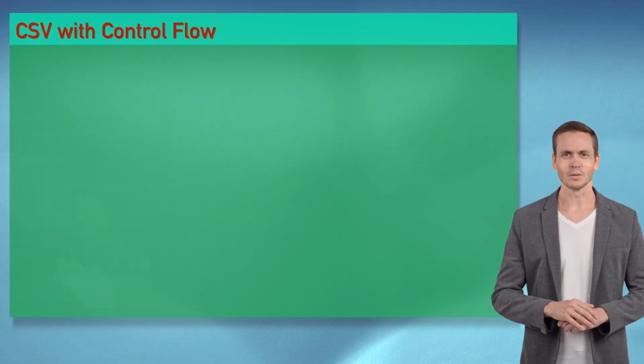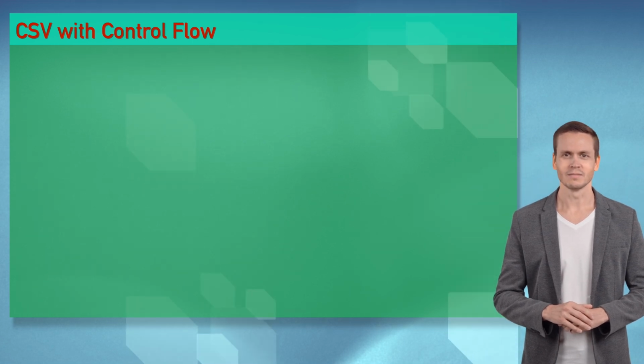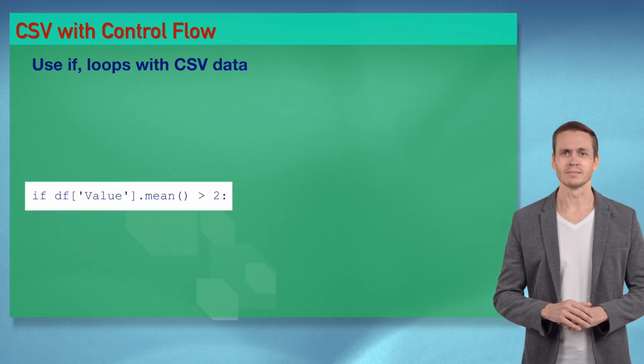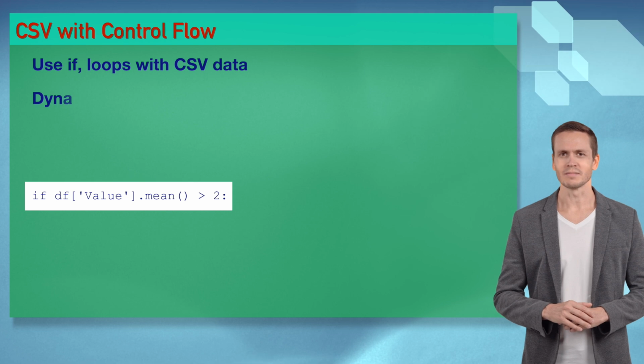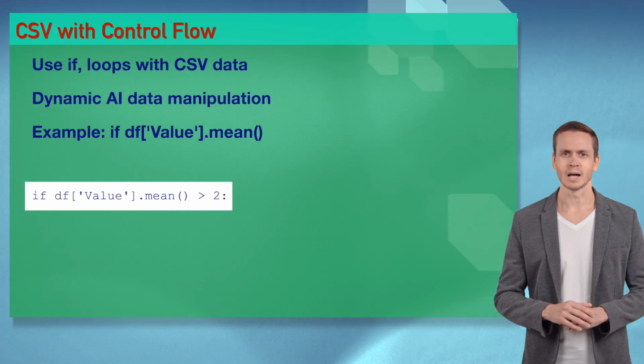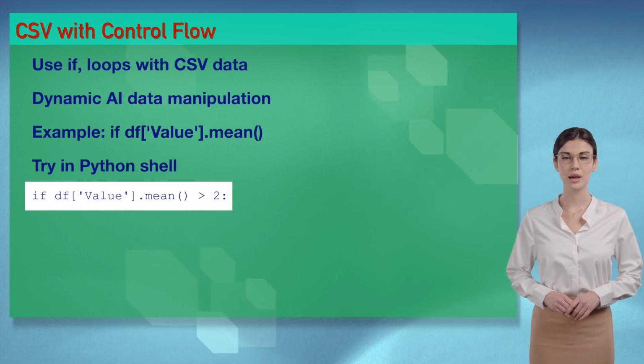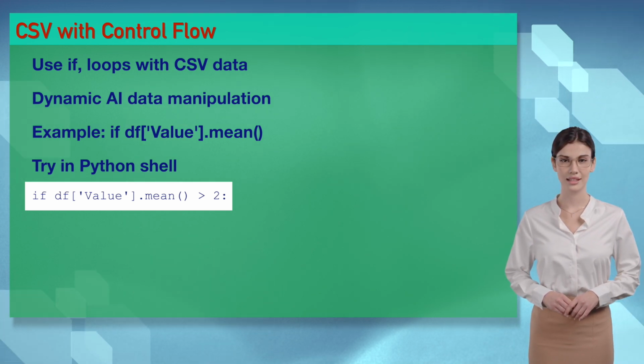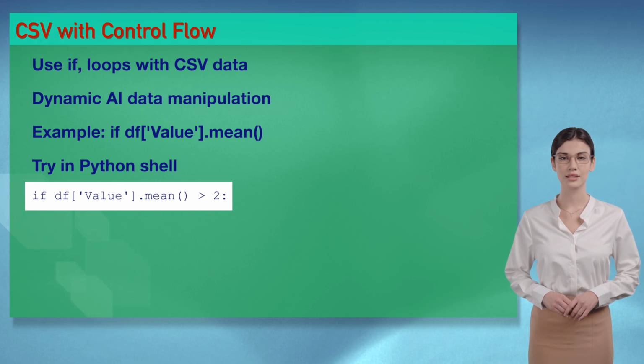Wizards, mix day 36's control flow with CSV for AI fireworks, Sophia. Use if to filter df['value'] > 2, coding magic. Let's crank this combo. You're sparking joy, Ethan. Wizards, control flow with CSV powers dynamic AI data. Try it in our challenge. It's like dancing with your data.